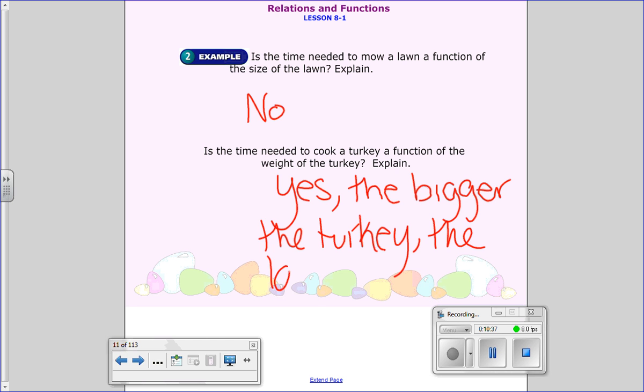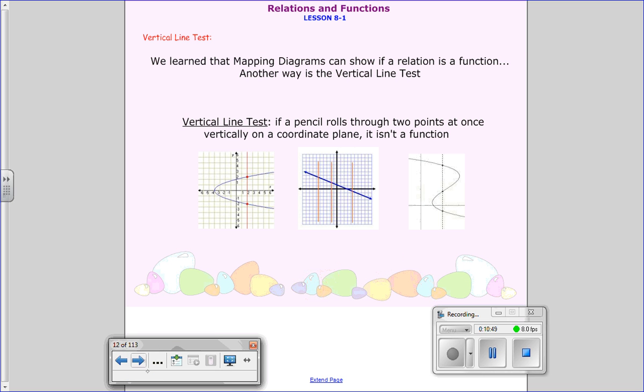And again, so if you only had a 1 pound turkey, it's going to be done a lot faster than a 6 or 10 pound turkey. All right, so yes, that would be considered a function. All right, so that was that piece.